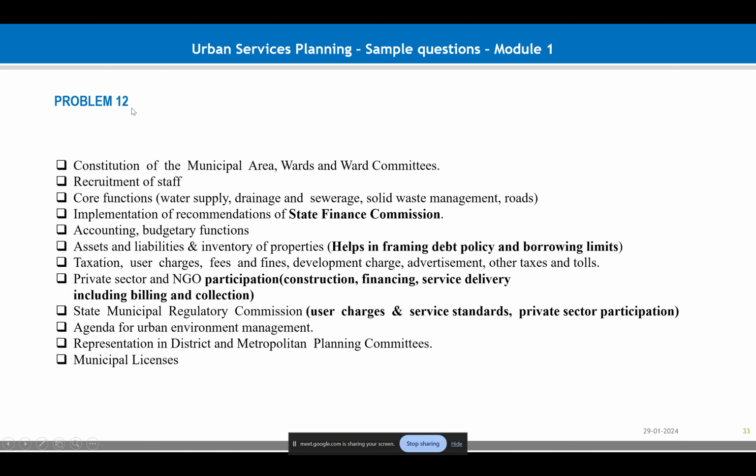So these are the different functions, responsibilities and authorities that the municipal council has. It has the authority to recruit staff, do the core functions, implementation of state finance, then assets and liabilities, inventory, tax collection. So this is what we discussed: tax and user charges. Then we have private sector and NGO participation, so all the public-private participation can also be brought in. State municipal regulatory commission: they are in charge of setting the user charges, service standards, everything. And municipal licenses.